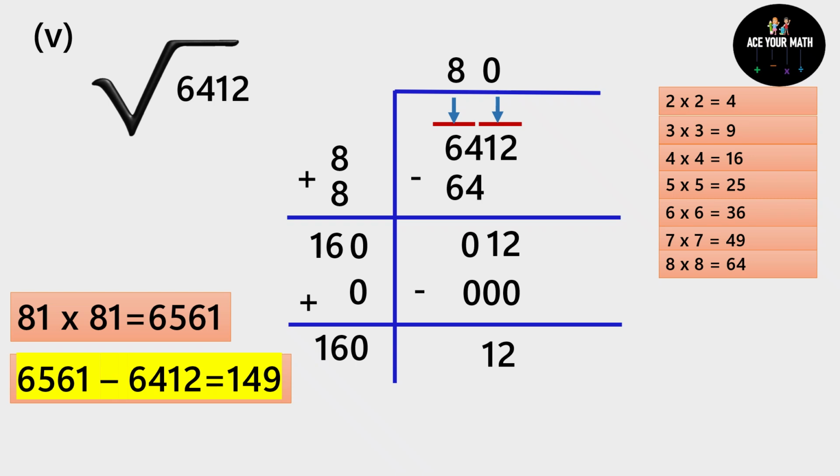It is 149. So the question is which number you should add to 6412 to get a perfect square. So that number is 149. And the square root of the new number formed is nothing but 81. 6561 is the new number formed, and the square root of that number is nothing but 81.